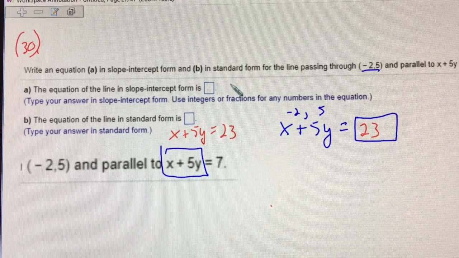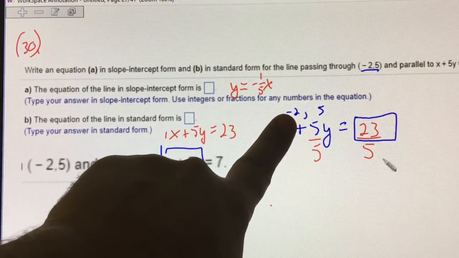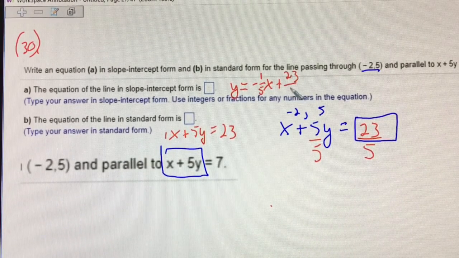Now, to put it in y equals mx plus b form, I have y equals, and the slope of this is -1 over 5 x. Now, to find out what the b is, I just divide both sides by 5. I do that cover-up method. That's going to give me 23 over 5. Plus 23 over 5. Thank you.